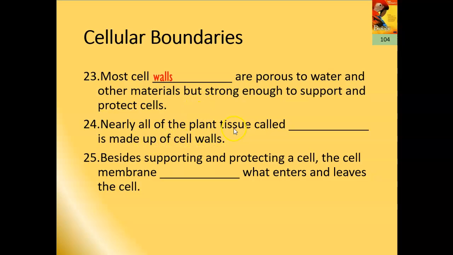24, nearly all the plant tissue called wood is made up of cell walls. That's going to be, I just mentioned it, wood. And then 15, besides supporting and protecting a cell, the cell membrane regulates or controls or selects what enters and leaves the cell. Any of those would work.